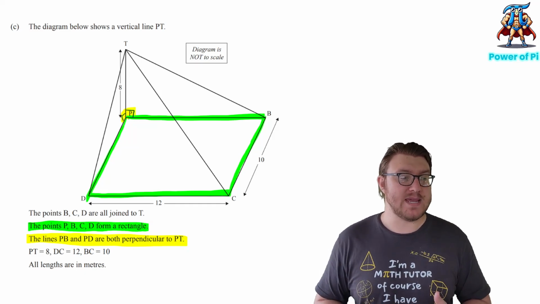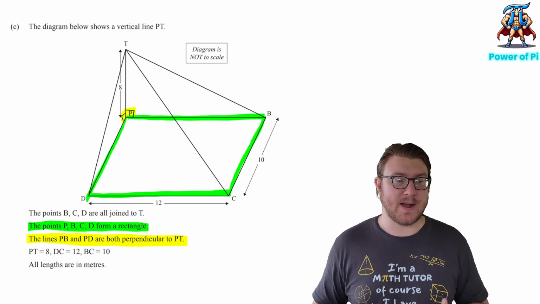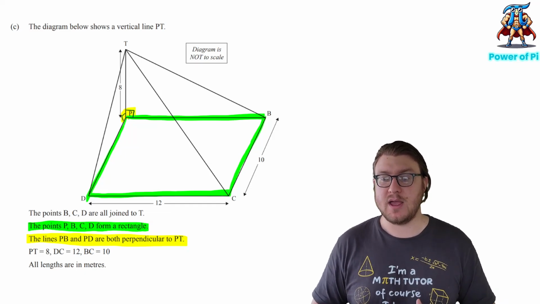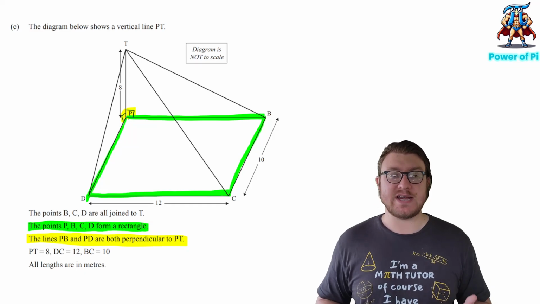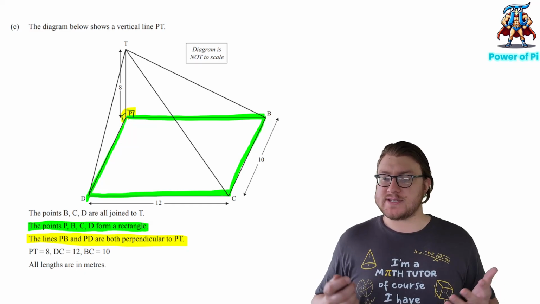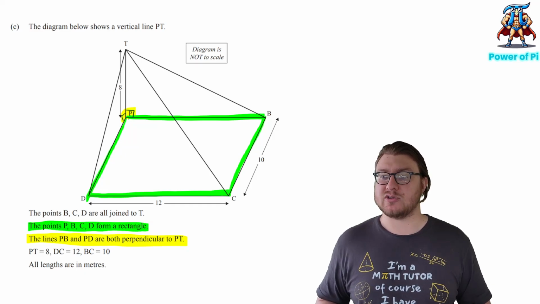The points B, P, C, D form a rectangle. That is the bottom part, the green part, and the yellow part means that we are perpendicular. Perpendicular means we have a right angle. So, of course, there's some more side length given. Yeah, so now let's have a look at what we actually need to do.